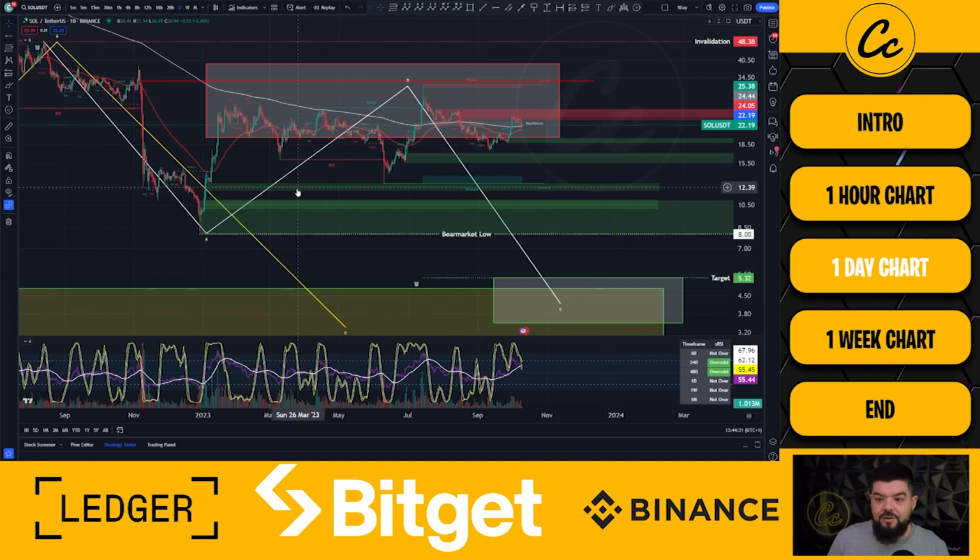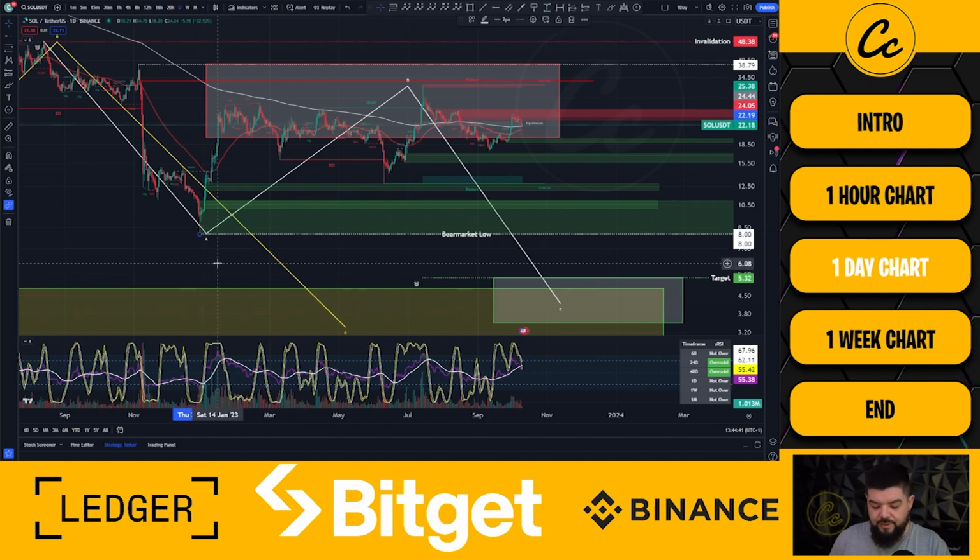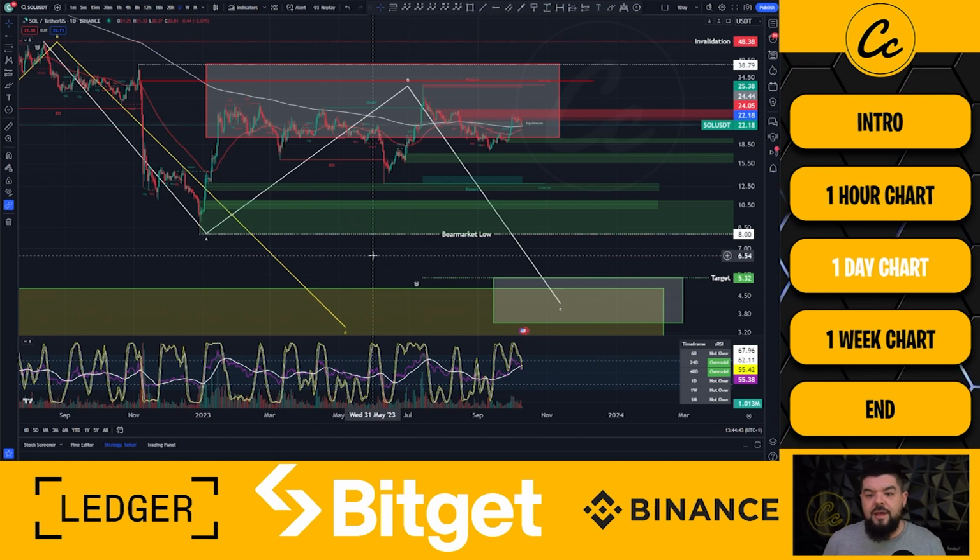So again, we are stuck in a little bit of a range. I do feel the range that we are stuck in is between the $38.79 area and obviously the low down here at $8, the current bear market low for Solana. I think we need to see the price break either one way or the other to give us more confirmation on the actual moves that are in play here on the daily for Sol.